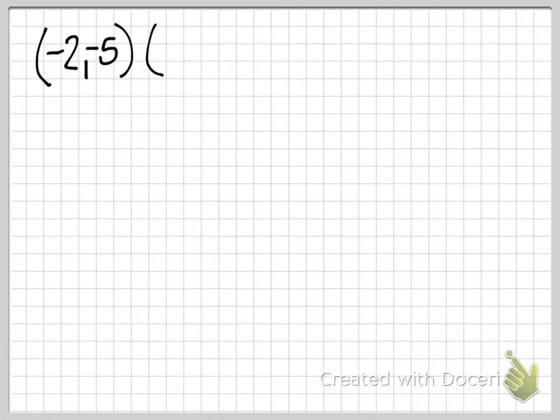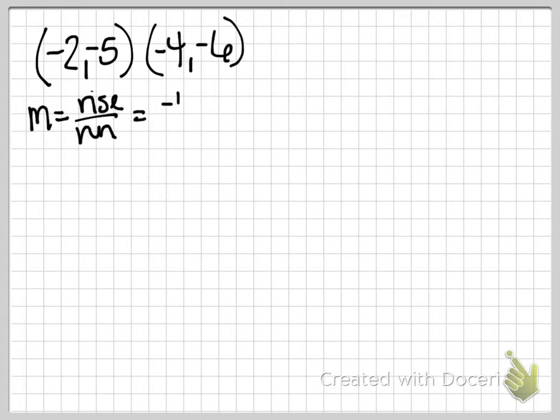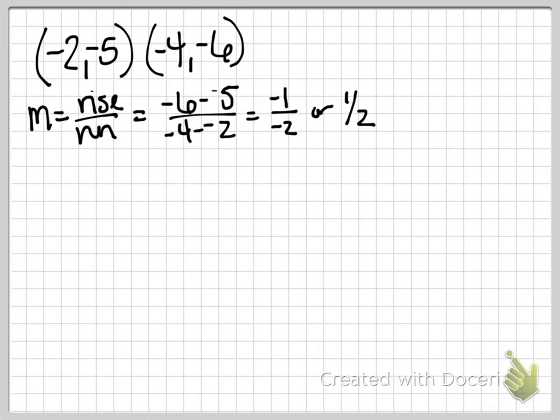Okay, we're going to do one more here. We have negative 2 and negative 5, negative 4, and negative 6. So the slope is rise over run again. Negative 6 minus a negative 5 would be y2 minus y1. Negative 4 minus a negative 2. And you get 1/2. Now, another way to look at this is negative 5 to negative 6 is down 1. Negative 2 to negative 4 is down 2. So negative 1 to negative 2 makes a positive 1/2.